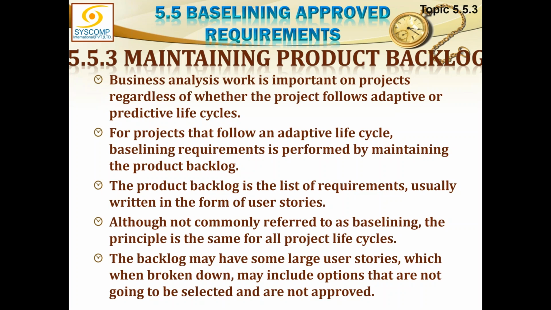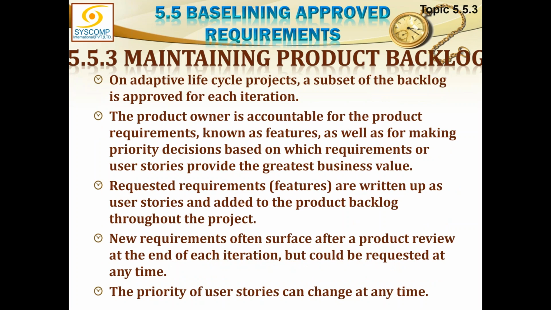The backlog may have some large user stories which, when broken down, may include options that are not going to be selected and are not approved. On adaptive lifecycle projects, a subset of the backlog is approved for each iteration. The product owner is accountable for the product requirements, known as features, as well as for making priority decisions based on which requirements or user stories provide the greatest business value.